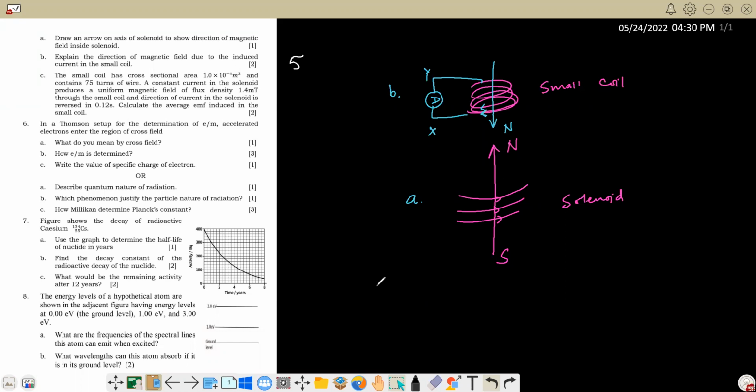And let us see question number C. Let us put the information that is given in C. The area of the cross section of the coil is 1.0 into 10 to power minus 4 meter square.